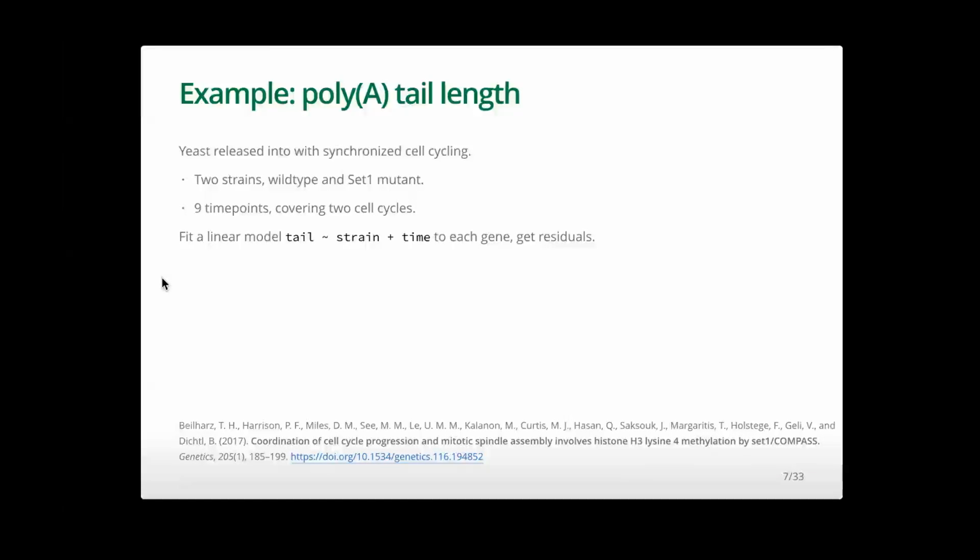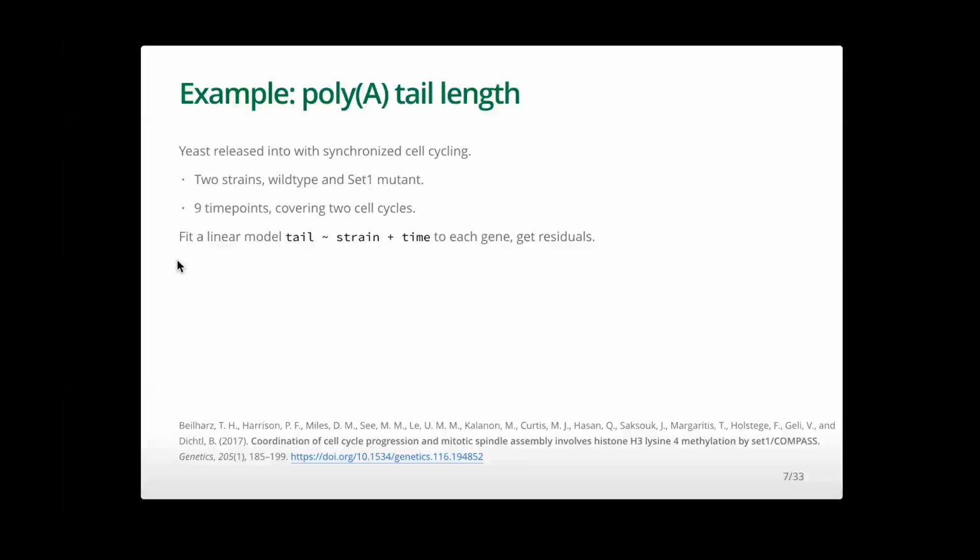Okay, so the particular data set I want to look at is yeast. These yeast have been exposed to a pheromone that stops them from dividing, and then that pheromone's been washed away and they've started dividing again. So this is a time series experiment. It actually goes through 2 cycles of cell division, and there are 2 strains of yeast involved.